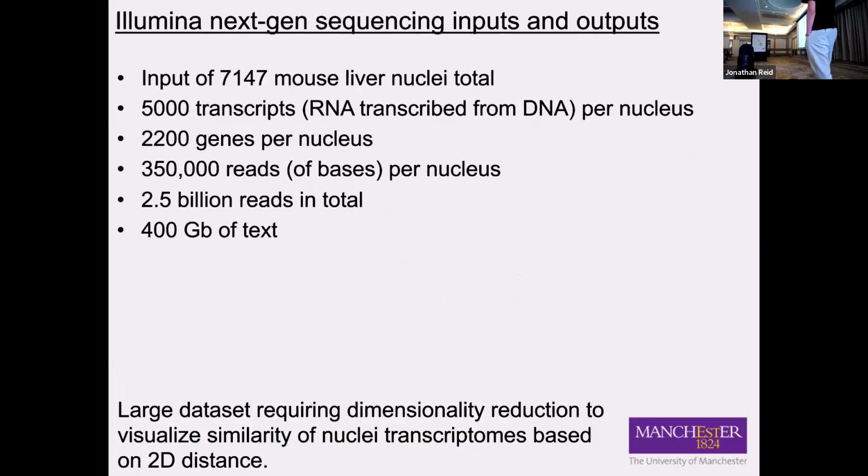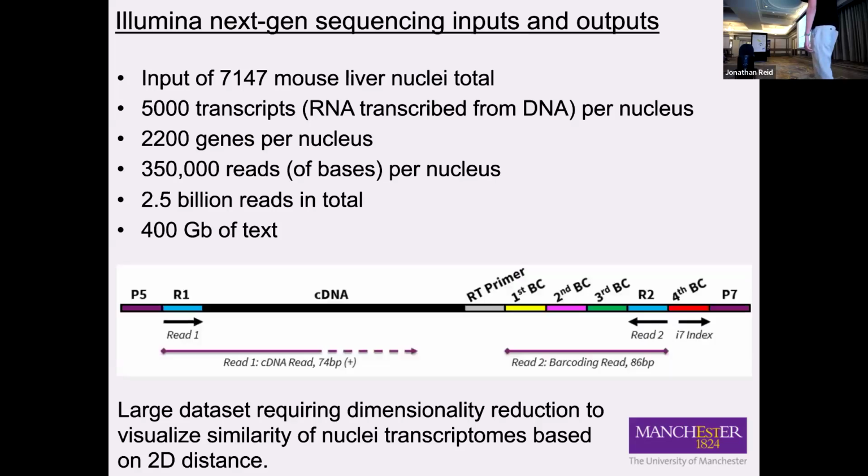So just a bit of actual information about what this entails. About 7,000 nuclei put in with about 5,000 transcripts, which is RNA sections per nucleus, which identified about 2,500 genes per nucleus, which each compose about 350,000 reads, so bases, which is about 2.5 billion bases in total. So it's about 400 gigabytes of text of A, C, G, and T, I guess. So it's a very large data set. And so to accurately visualize the relationships between the transcriptomes and the nuclei, we need to use dimensionality reduction.